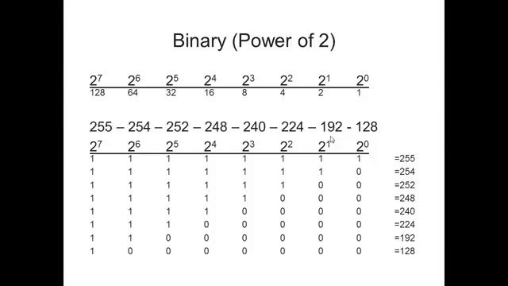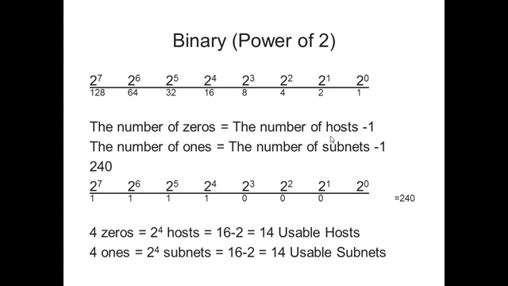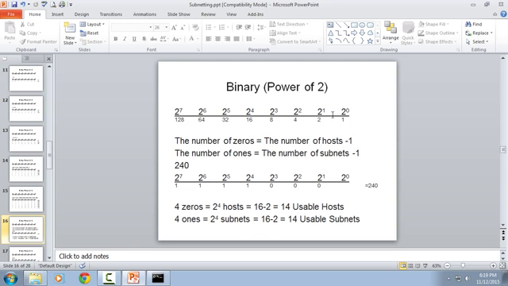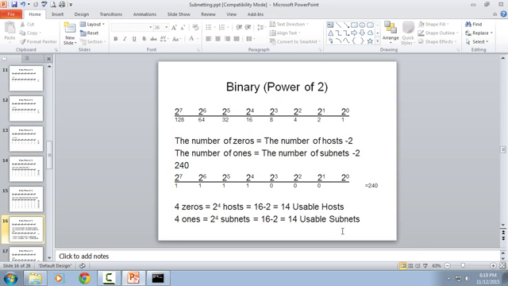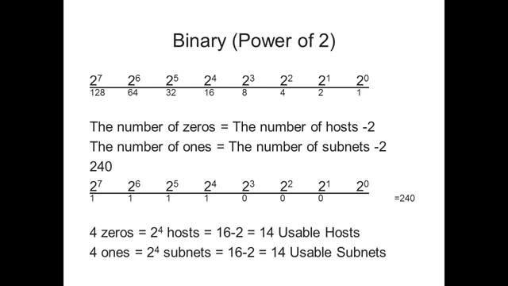Aren't you glad I'm fixing this on the fly so it's all perfect now? Okay, so the number of zeros is the number of hosts minus 2. Okay, the number of ones is the number of subnets minus 2. Okay, so 240, for instance, is 4 ones and 4 zeros.